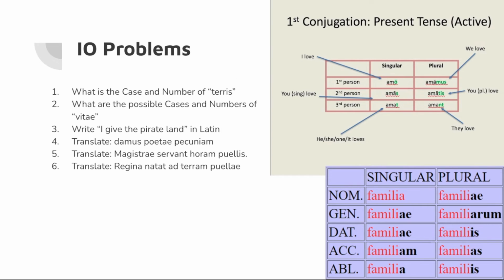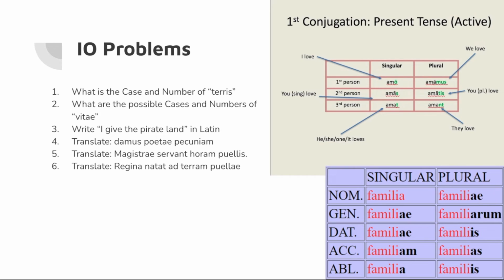So we give money, and since poetae is dative singular, and it's the indirect object, you translate it as to the poet. So we give money to the poet. That's number 4. Number 5. Translate magistrae servant horam puellis. So magistra means teacher. Magistrae means teachers, since it's the noun in the plural.